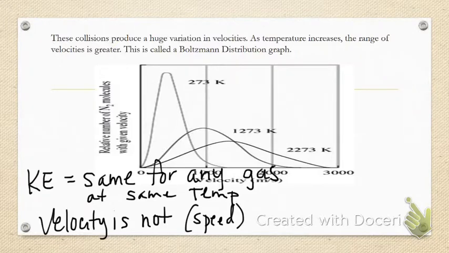Okay? So in other words, this is important because people miss it all the time. If you have an increased mass, you're going to have a slower velocity. Okay? The lighter the gas, the faster the velocity. But if they're all at the same temperature, they're going to have all the same kinetic energy.